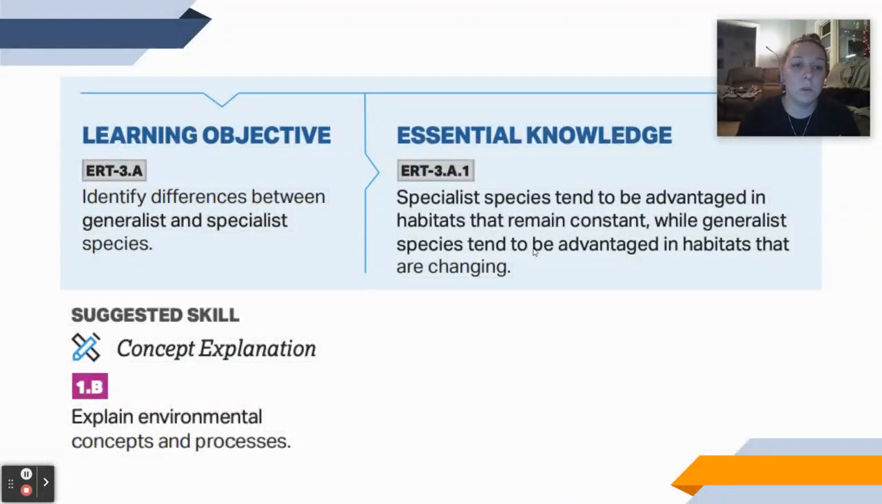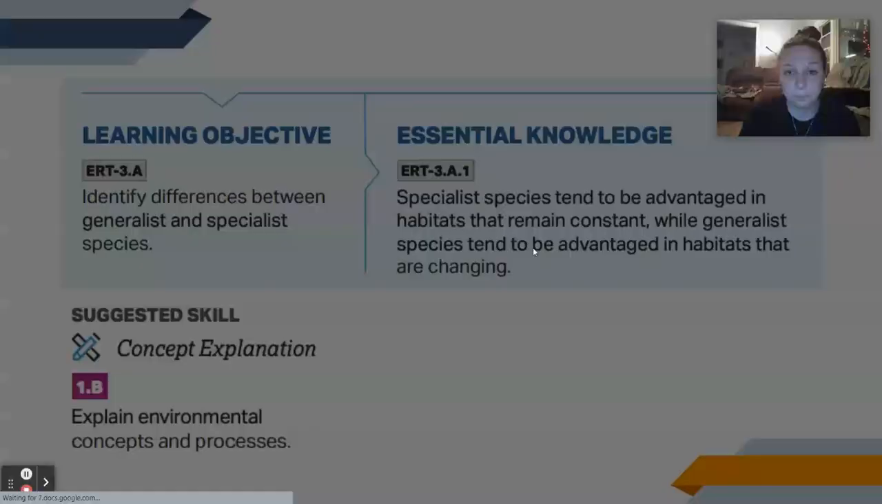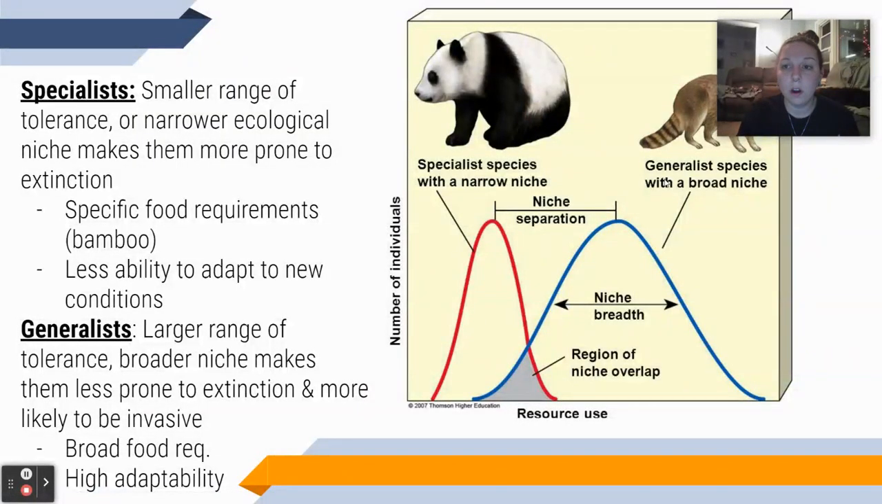So today we're going to identify the difference between those two. And then for our FRQ, we're going to explain environmental concepts and processes. So with our specialists, you can see on our graph here, their niche is very narrow. It's very small. So it has a smaller range of ecological tolerance.